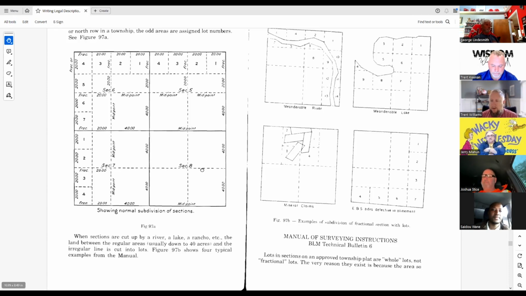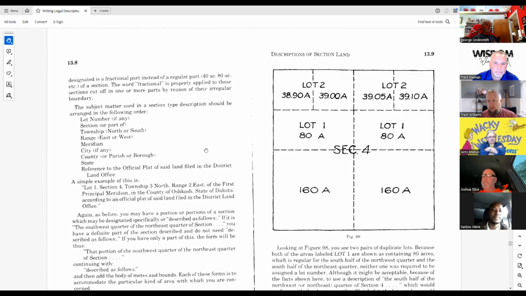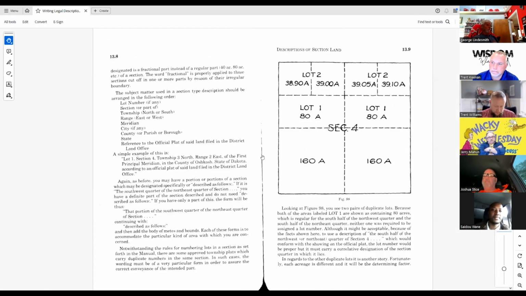Yeah. But I would say, and we've talked about this here, sometimes we get a little lazy in our writing because we have clean squares to tie it to, and we just end up writing a quite true metes description with no bounds. Clean squares that are really irregular rectangles. Yep.